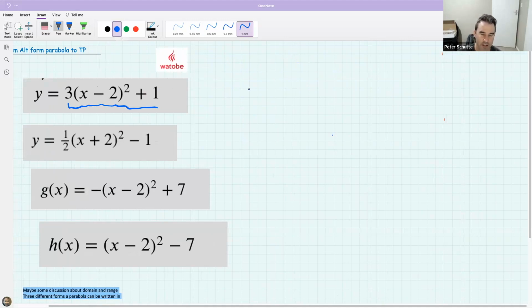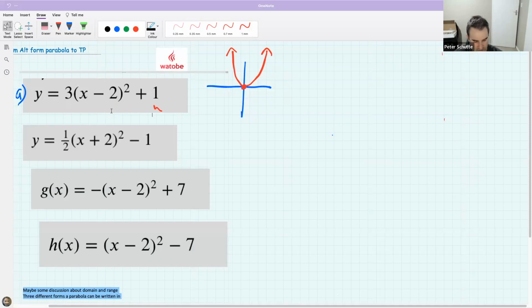So if you imagine what transformations are happening in this first graph, I'm going to call this A. If I had x squared, it would look like that, and the turning point would be at 0. Now, in the last lesson, I said that this -2 does something and the +1 does something. So who would like to tell me what the -2 does?